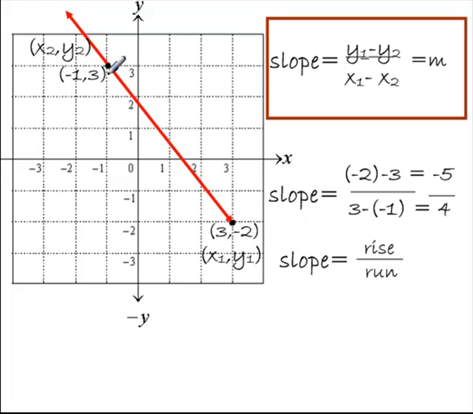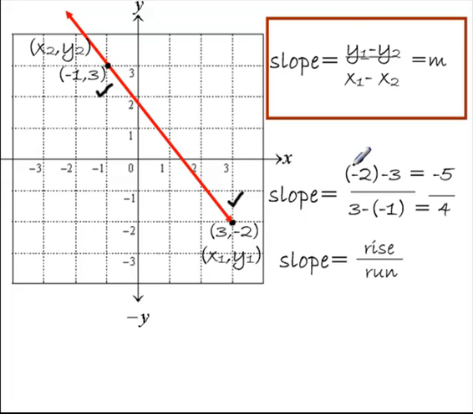All right, here's a line that has a negative slope. Turns out it has a negative slope. What I want to do is find the slope of the line that passes through the points -1, 3 and 3, -2. Doesn't matter which point is the first point or the second point.